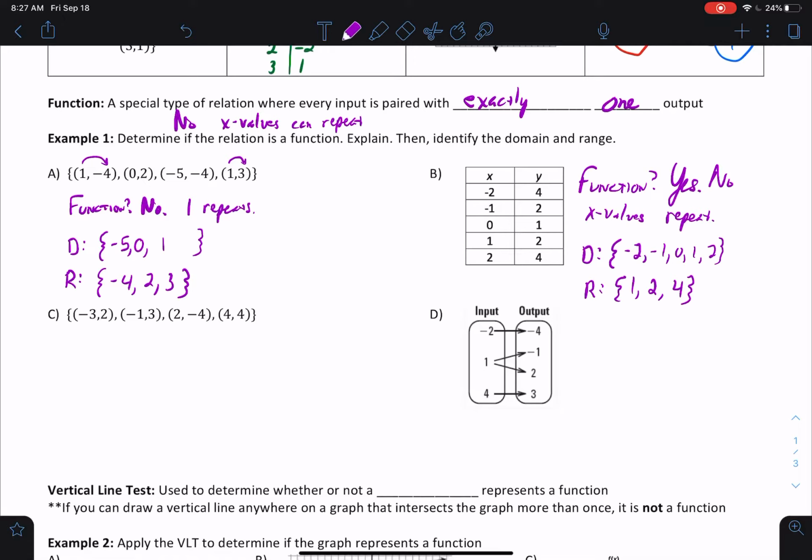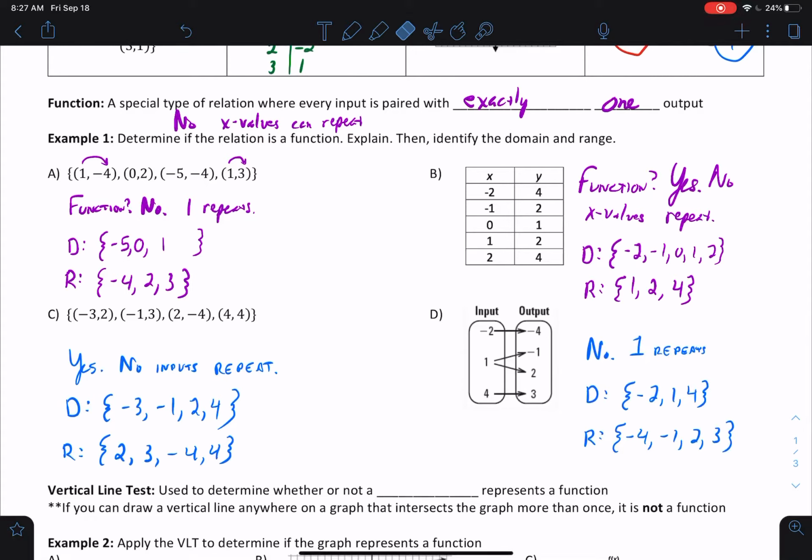So pause the video here. Now that we've talked about functions, try C and D. And I'll throw up the answers in one quick second. So pause the video and try those two problems. Alrighty, so check that out. See if you have any questions on C and D. Make sure your work matches mine.